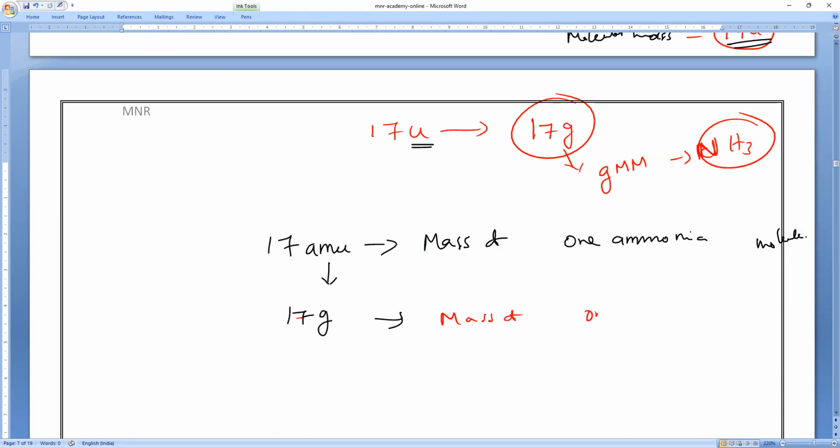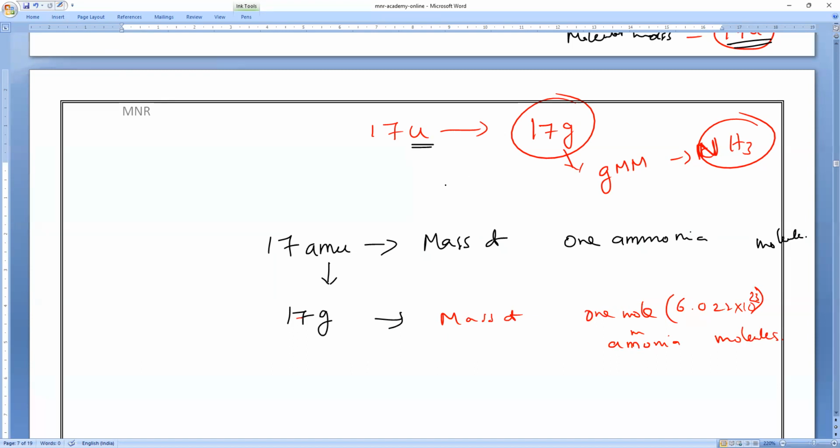Mass of 1 mole means 6.022 into 10 power 23. So the mass of 1 mole of ammonia molecules. Do you understand, everybody?